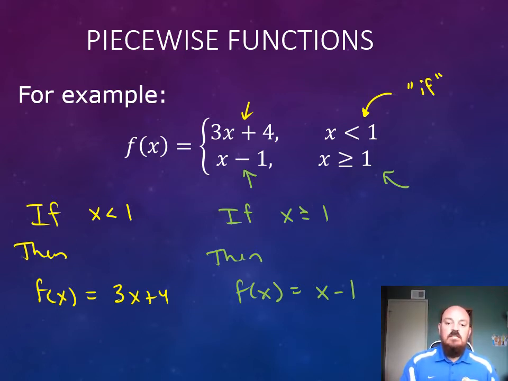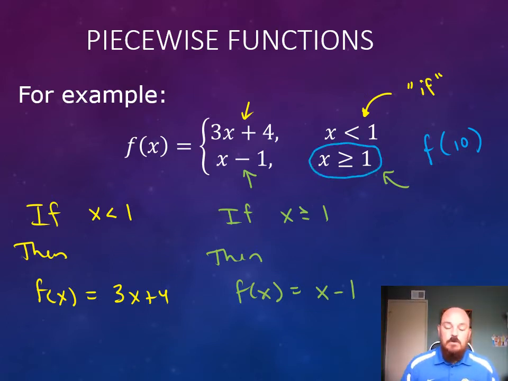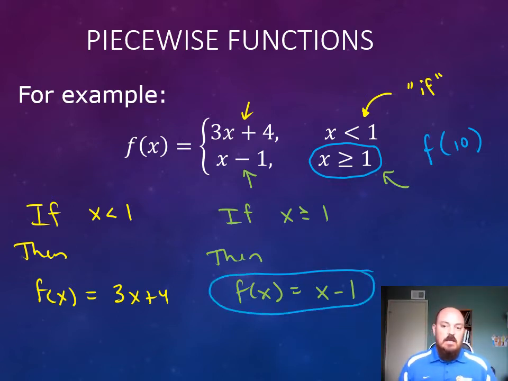For example, in this problem, if I ask you to find f of 10, it means plug 10 in for x. But before you can do that, you have to figure out which equation to plug it into. Do I take the top equation, 3x plus 4, and plug in 10? Or do I take the bottom one, x minus 1, and plug in 10? You would look at the number 10, and say 10 is greater than 1. For any number greater than or equal to 1, I use that equation there. So the answer would actually be 9. I would plug in 10 for x and get 10 minus 1, which is 9.